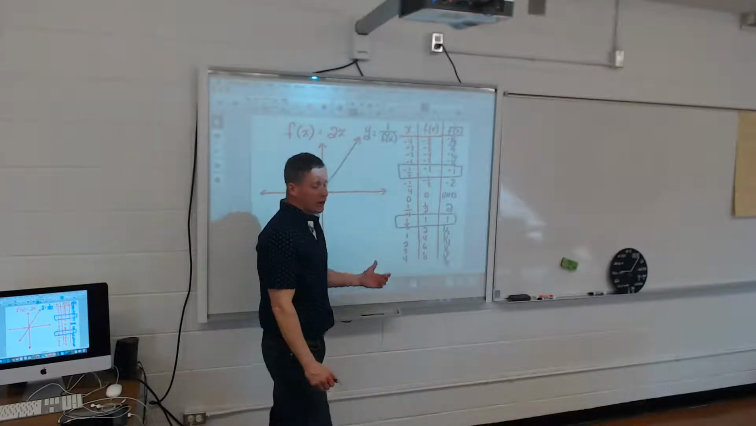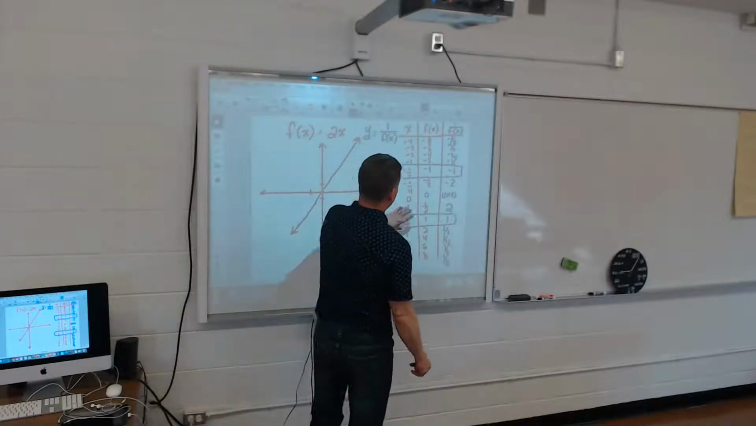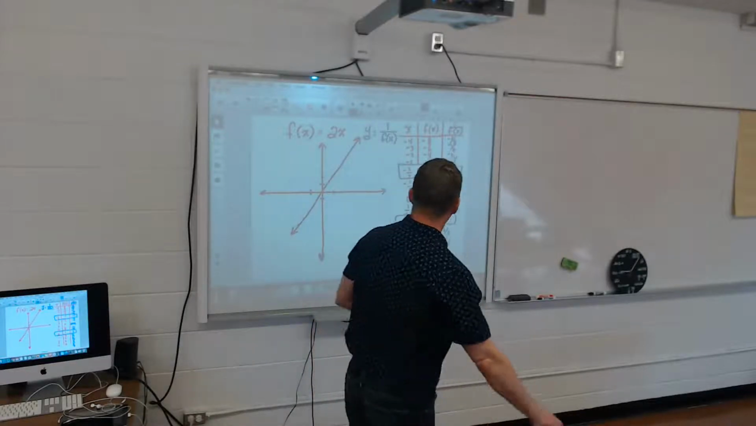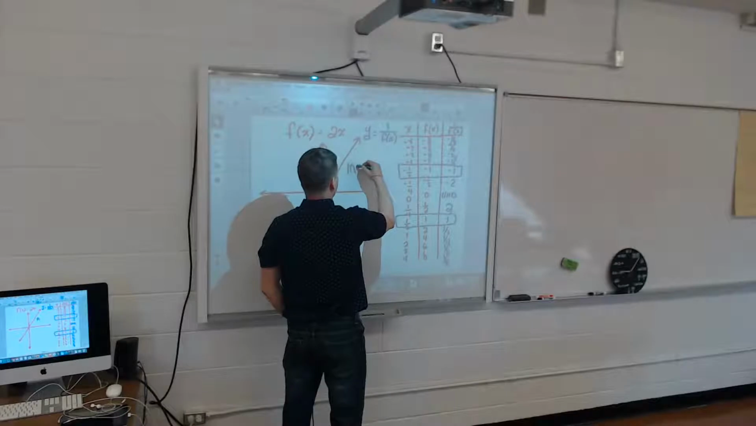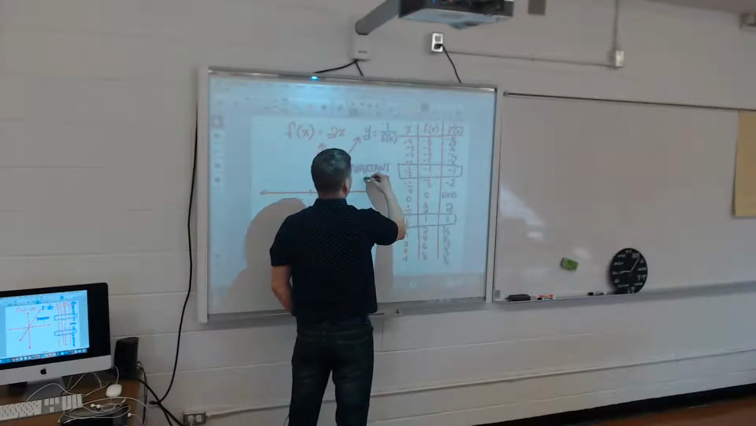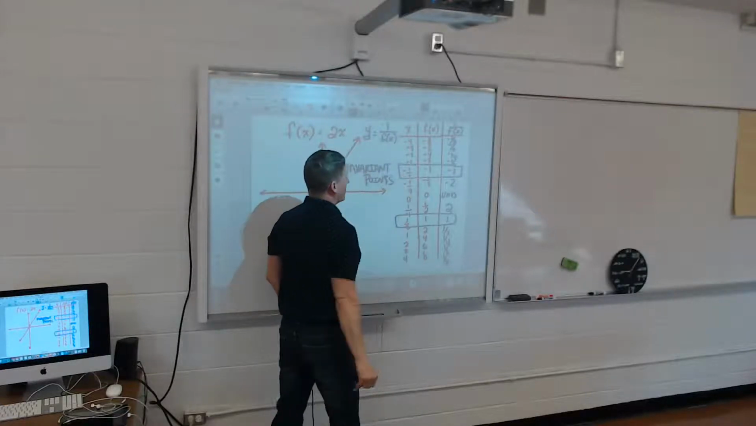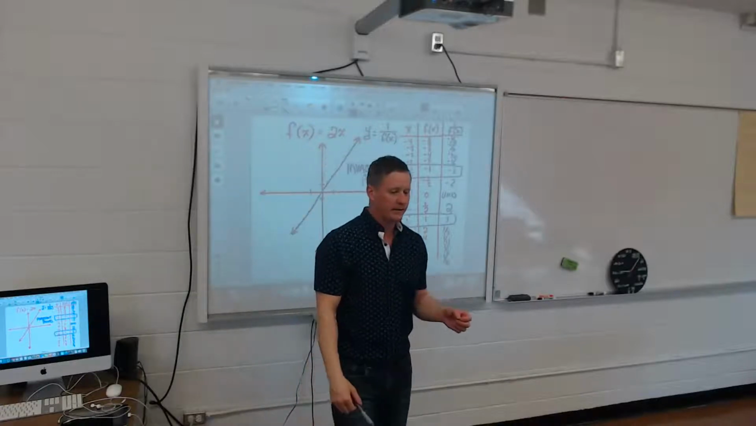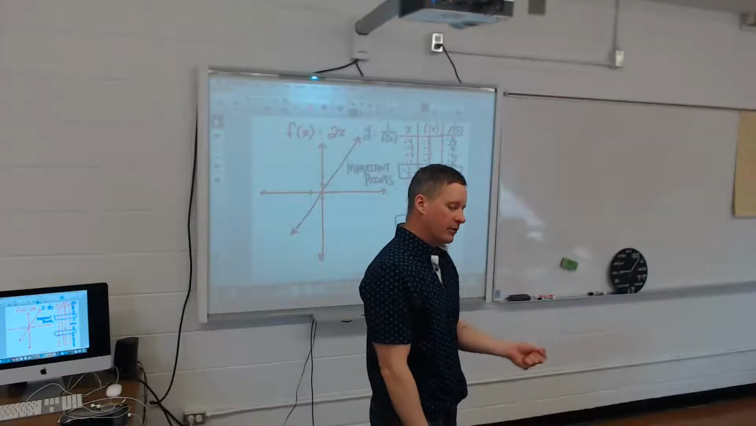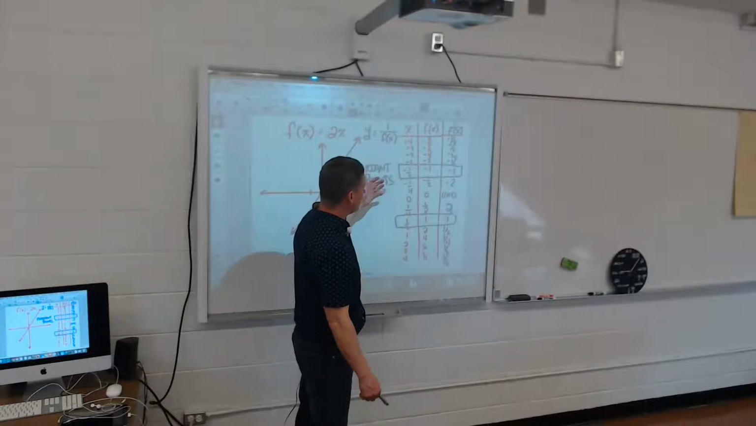Okay? So the first thing that I want to point out, there's 2 very important things. Number 1, these squared boxes here, they're called invariant points. What an invariant point is, is a point on the original graph that is also on the new graph. They exist in both graphs. Those are what we call invariant points.